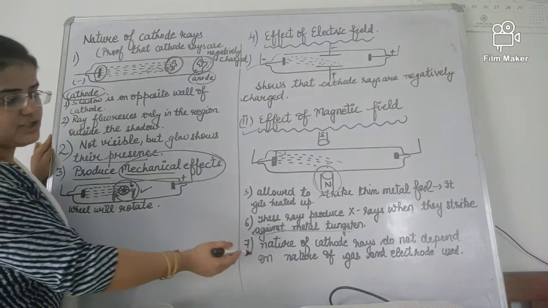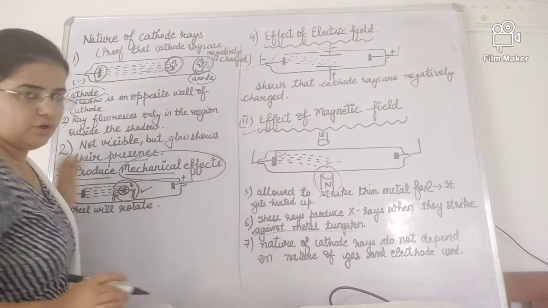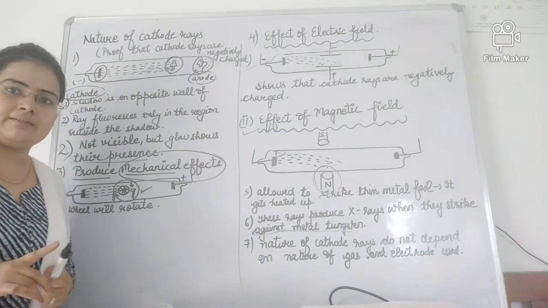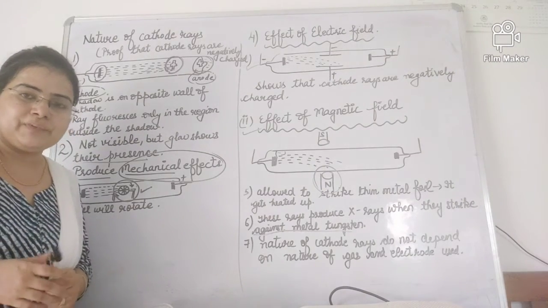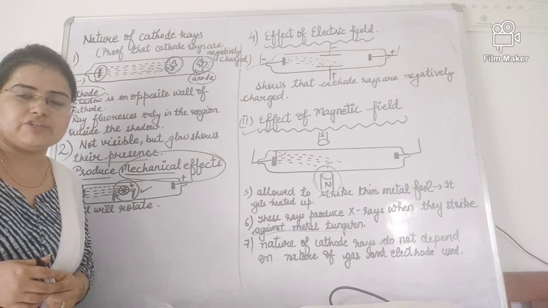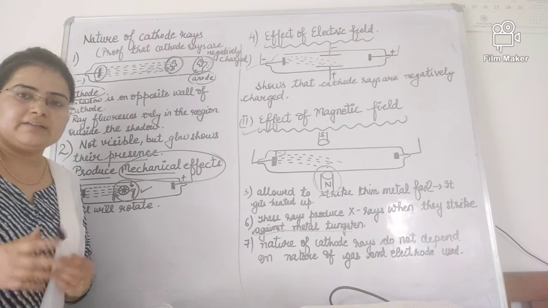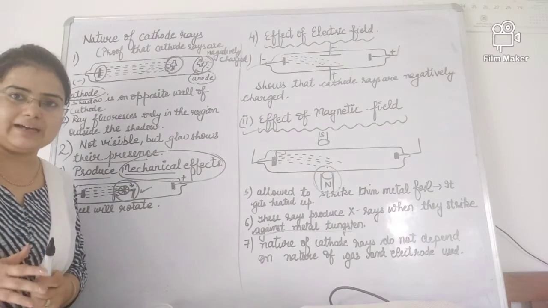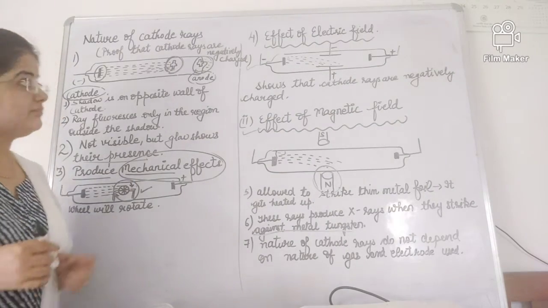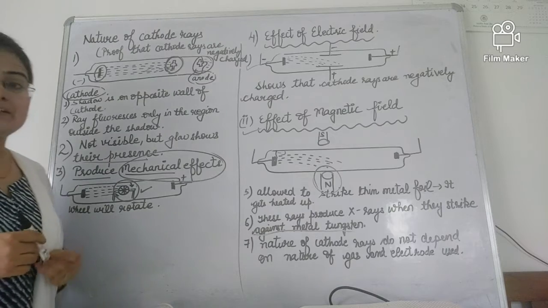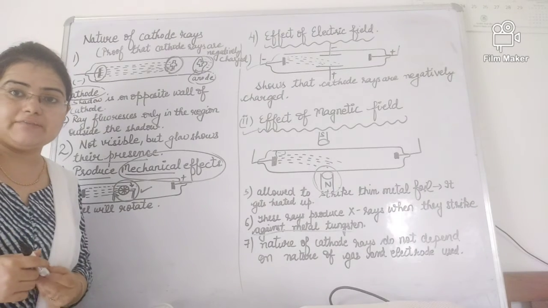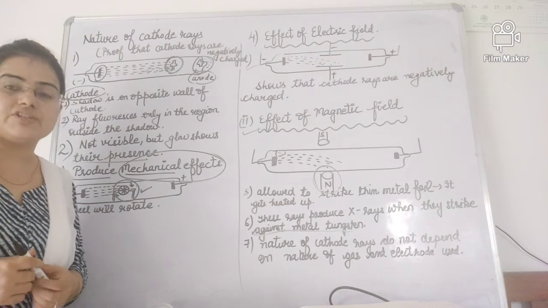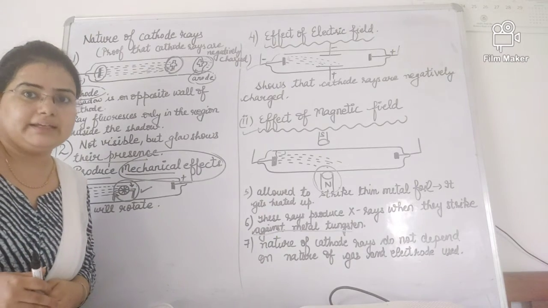Apart from it, the nature of the cathode rays does not depend upon the nature of the gas present in the discharge tube or the nature of the electrodes used. Fine. So these features show that cathode rays are negatively charged. They have negatively charged particles which are further termed electrons.